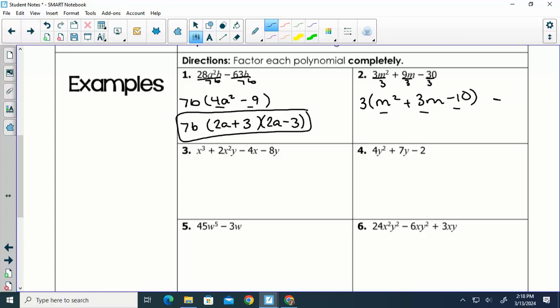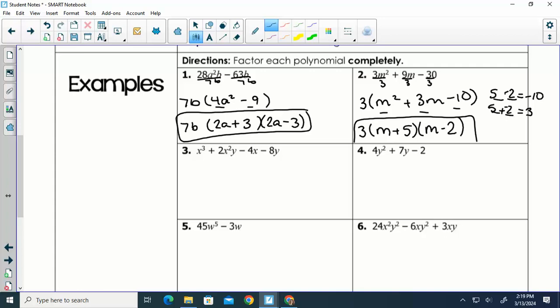Okay, so I need 2 numbers that multiply to a negative 10 and add to a positive 3. So what would multiply to a negative 10 and add to positive 3? Positive 5 times negative 2 is negative 10, positive 5 plus negative 2 is positive 3. So the 3 comes down, and we have the m plus 5 and the m minus 2. Alright, so nothing new, just we have to be prepared on any problem and go through and back.